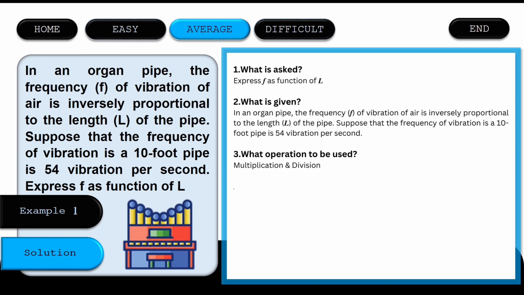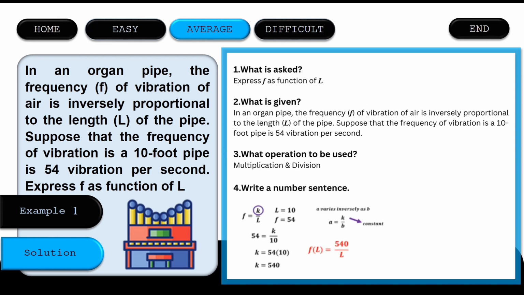Multiplication and division. To write the number sentence and to answer this question, let us review the concept of inverse variation. Let us say that A varies inversely as B. If we are going to express this, it will be A is equal to K over B, where K is a constant of variation. In our problem, the frequency F of vibration of air is inversely proportional. So it means it will be F equals K, which is constant, over L.